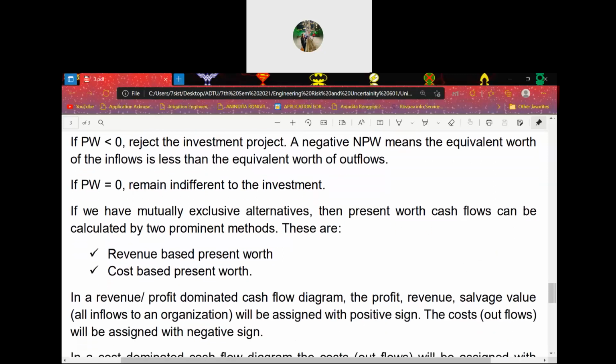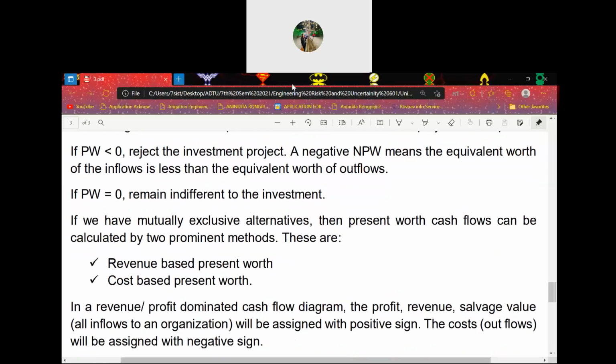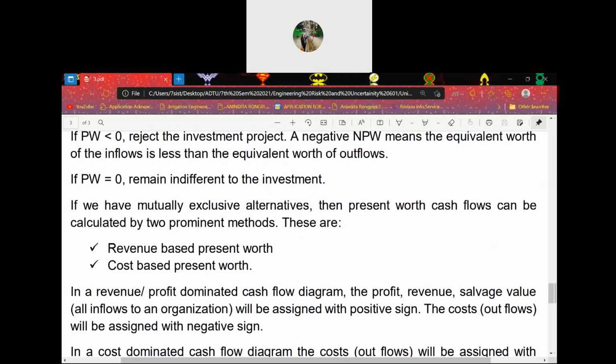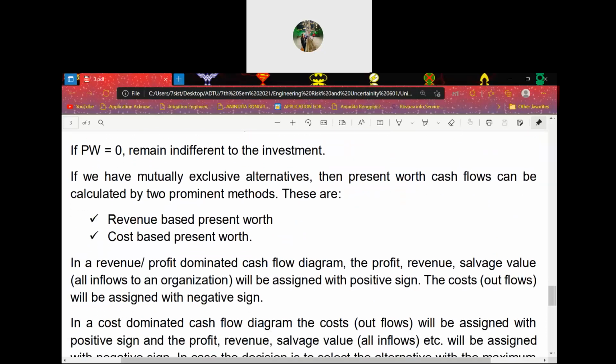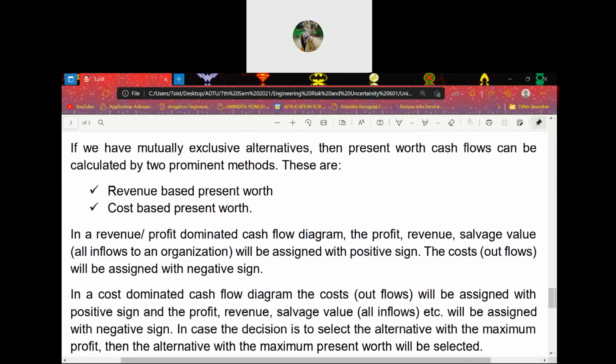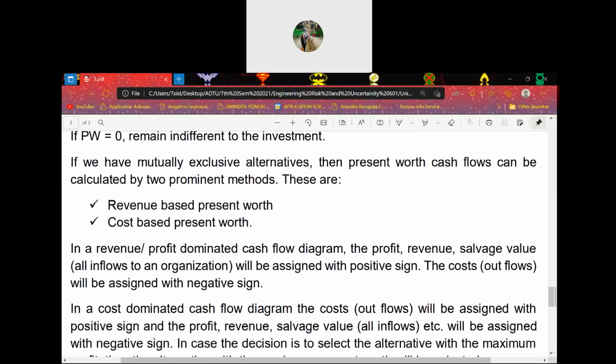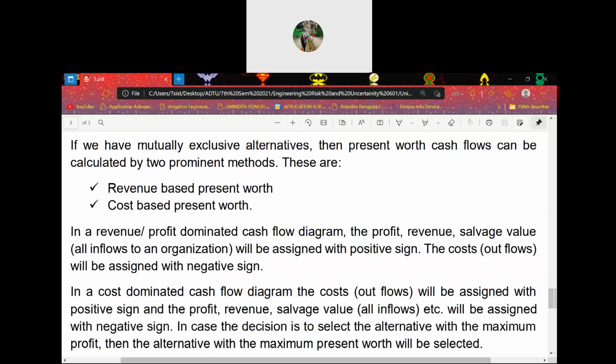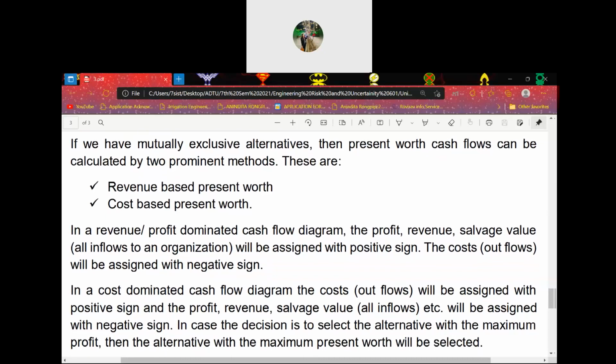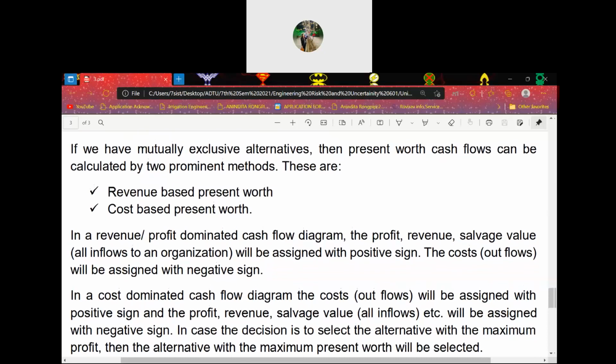In a revenue or profit dominated cash flow diagram, the profit, revenue, and salvage value, that is all inflows to an organization, will be assigned a positive sign. The cost, that is the outflows, will be assigned a negative sign. In a cost dominated cash flow diagram, the cost, which is the outflows, will be assigned a positive sign, and the profit, revenue, and salvage values, that is all inflows, will be assigned a negative sign.